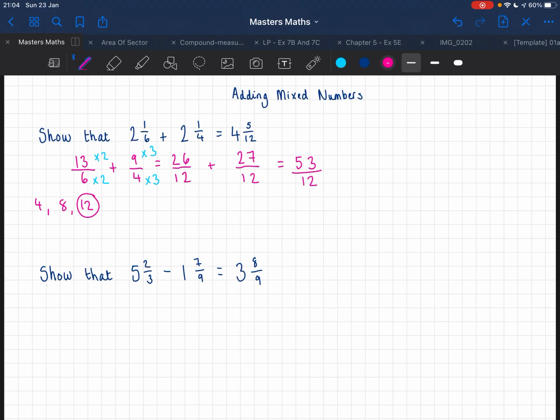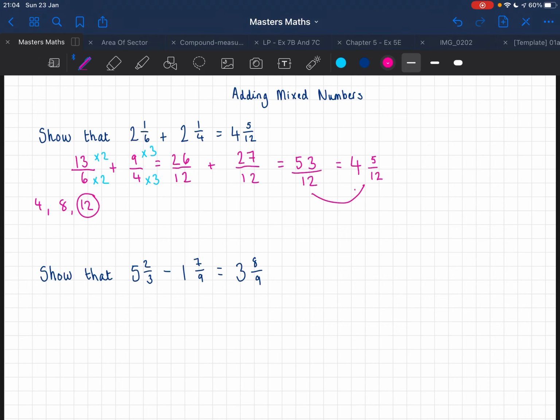So 26 add 27 is 53 over 12. Denominator staying the same. And then finally, I need to change that back into a mixed number, because that is how they've given the answer there in the question. I have to now show that 53 over 12 is the same as 4 and 5 over 12. So 12 goes into 53 4 times, with a remainder of 4 times 12 is 48. So to get from 48 to 53, that's a remainder of 5 over 12. Notice I've still done that in my head. Like, I haven't explicitly written down how many 12s go into 53.